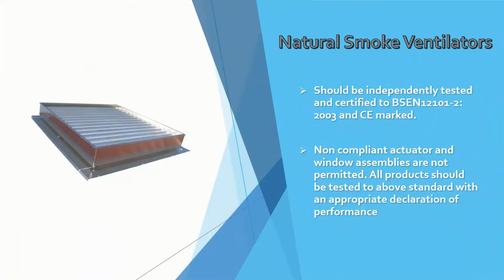Products associated with a smoke control system include natural smoke ventilators, which must be independently tested and certified with CE markings. It is important that any building design engineer, when reviewing the smoke control system, only specifies products that have been independently tested and comply with the relevant BS EN standards, plus have access to the product test certificate and DoP, or declaration of performance.